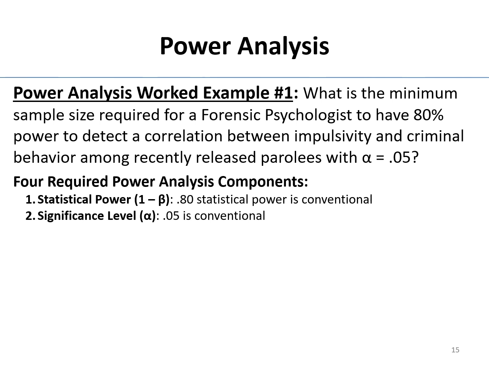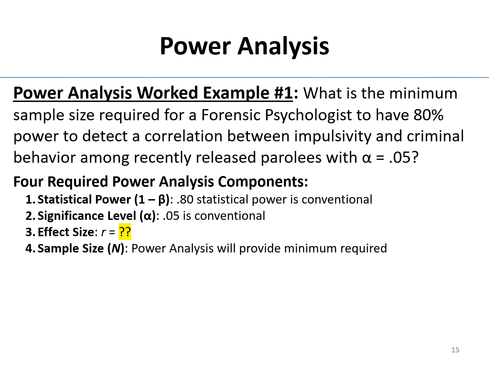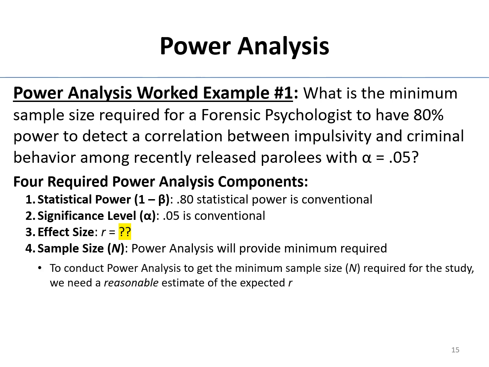So really the two that vary are effect size, which we don't know, what the expected correlation coefficient is in this study, and sample size, which, well, that's why we're doing the power analysis. We want it to tell us the minimum required sample size we need for whatever effect size we estimate it to be. To conduct the power analysis, we need some sort of reasonable estimate of the R, our correlation coefficient, we expect in the study to be.